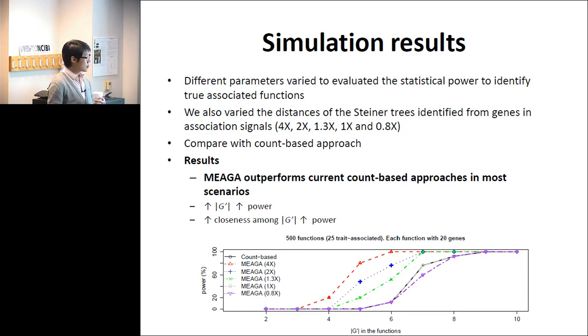And the closer they are with each other, the higher the increased power you expect to identify the associated function. And of course, if we have more genes in the G prime, we have higher statistical power to detect this associated functional pathway. Okay.